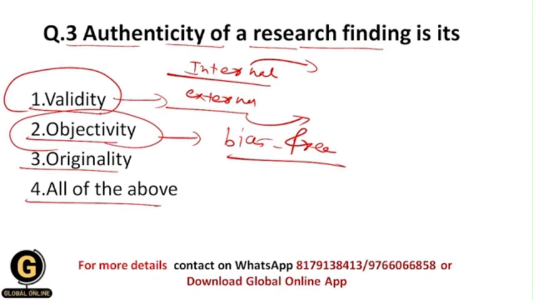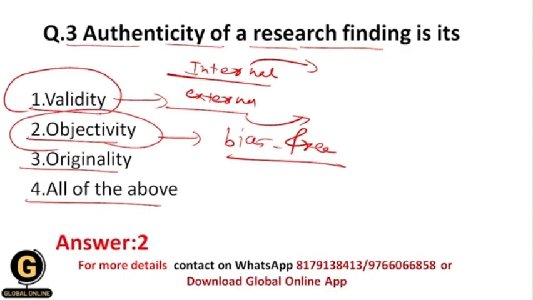Okay, so whenever you have objectivity in your research process, then ultimately you will include validity in it, and that's why validity is a concept under the concept of objectivity, and that's why the authenticity of a research finding is its objectivity, and that's why the correct answer to this question is 2.